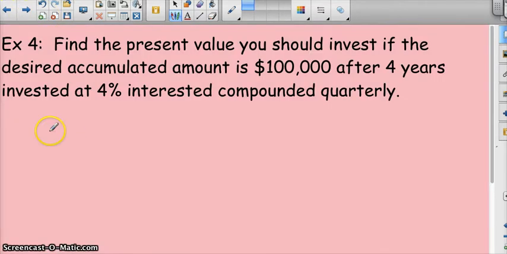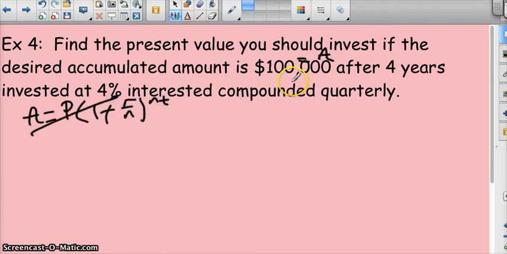Look at an example. Find the present value you should invest. What should you put in the bank? They're asking for P. If the desired accumulated amount is $100,000 after 4 years. So you want to have this. This is what you want to have. What you want to have is always A. And that's how I know that we're not using our A equals P times 1 plus R over N to the NT power. I know this one's out at this point in time because this is what I want to have.